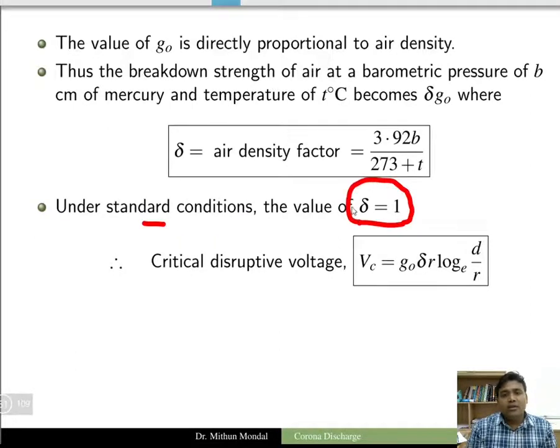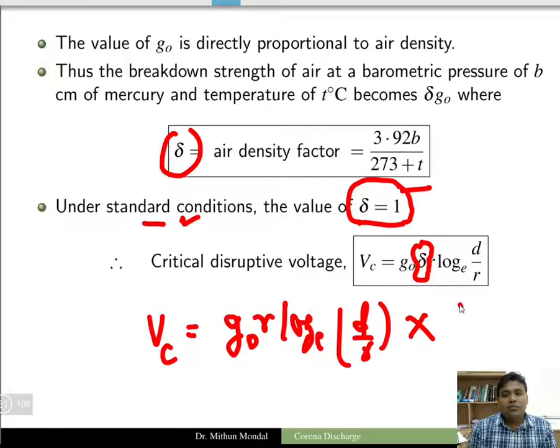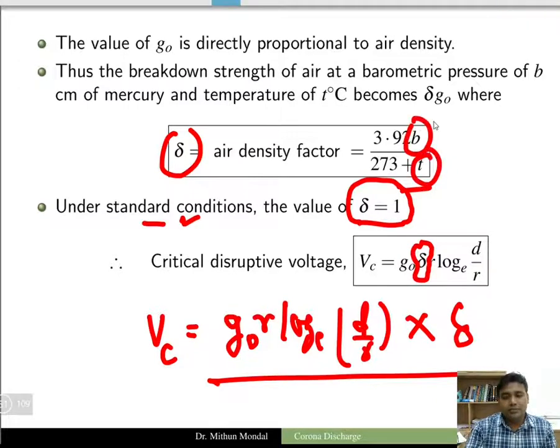So when the condition is the normal condition, delta will be equal to 1. However, we have to multiply this air density factor into the critical disruptive voltage. So Vc is equal to the critical disruptive voltage that we obtained earlier, G naught r log e of d by r, multiplied with the air density factor delta to include the pressure term and the temperature.